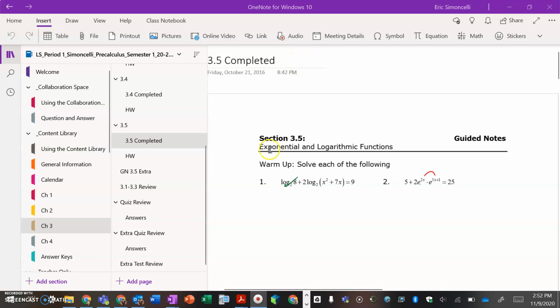Hello students, and welcome to section 3.5, exponential and logarithmic functions. As a warm-up, we're going to go ahead and solve each of the following. So let's take a look.